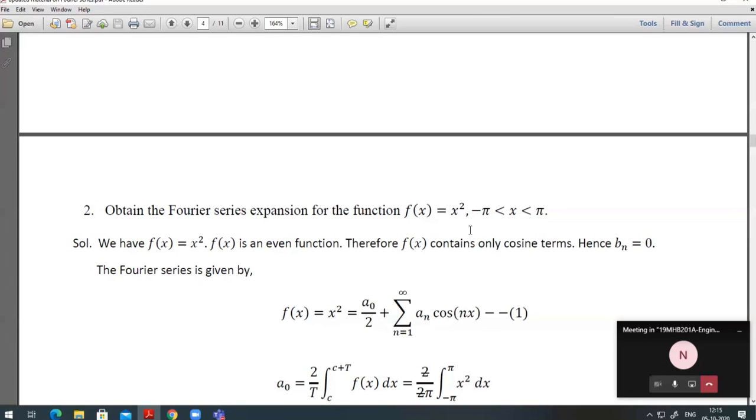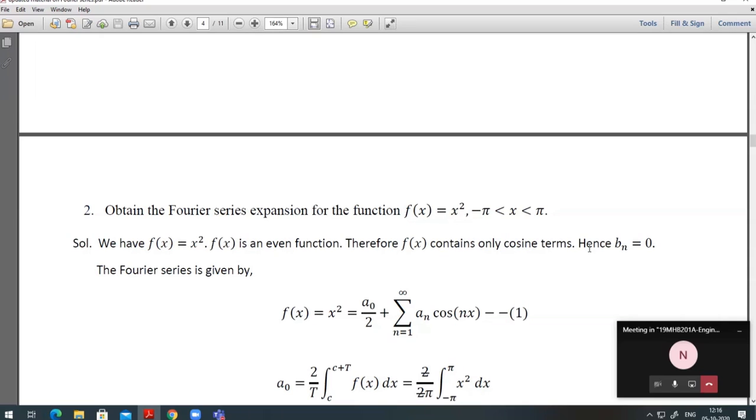So now we will take the second example, that is f of x is equal to x square in the interval minus pi to pi. So here the width of the interval is 2 pi, that is nothing but the period, 2 pi is the period, and x square is an even function in this interval minus pi to pi. F of x is equal to x square is an even function, so no need to compute the sine terms of the Fourier series.